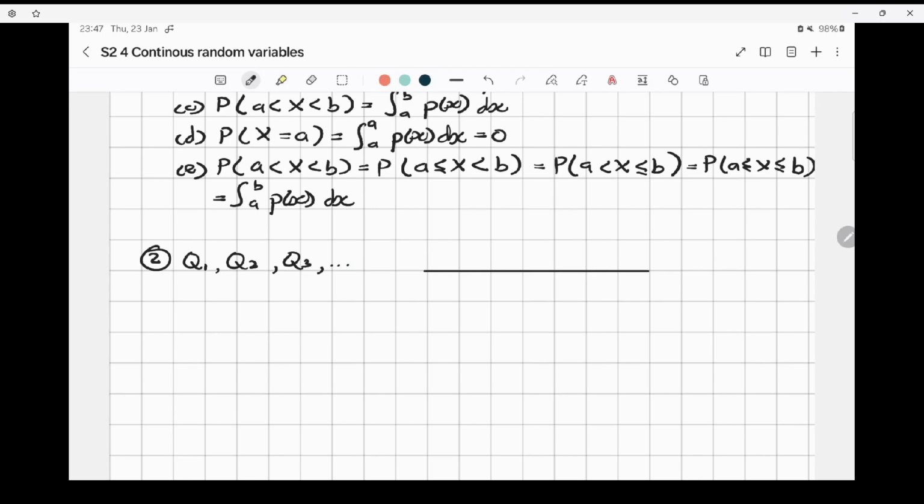Something like this. Let's say this is your data set. You have 8 squares. So how do you find your first quartile? Basically, you divide your data set into 4 parts. So this will be your first quartile, this will be your second quartile, this will be your third quartile. So that's how you find Q1, Q2, and Q3 for a discrete data set.